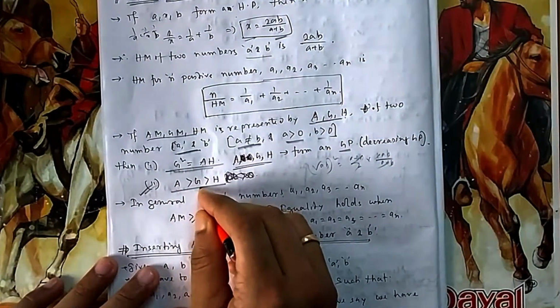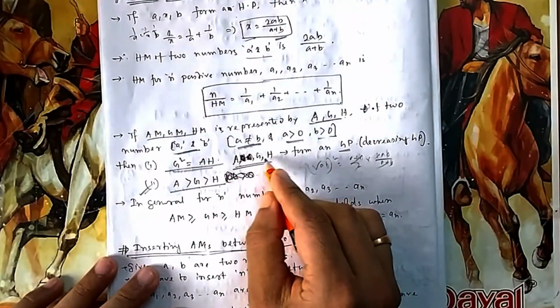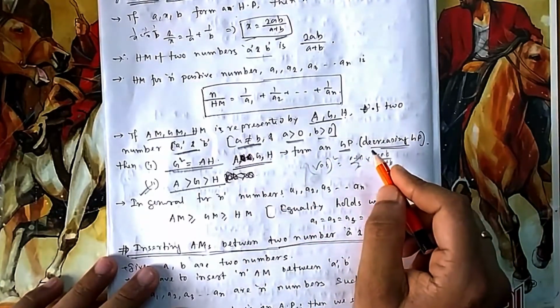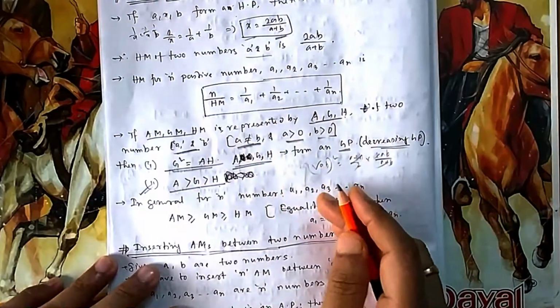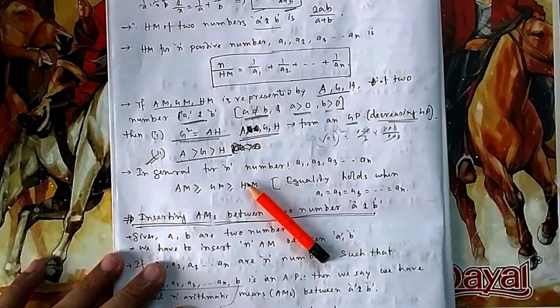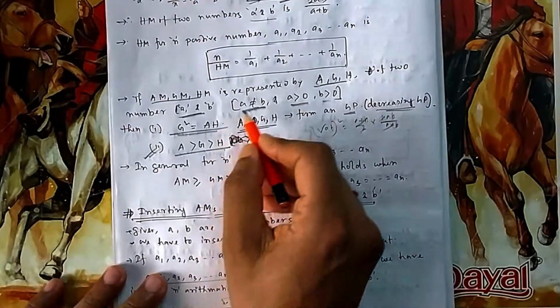A is always greater than G, which is always greater than H. So in this series, this one will be greater, this one will be smaller, this one even smaller. So it is a GP, but it is a decreasing GP. If you write it in reverse, H, G, A, then it will be an increasing GP. But we generally write it as A, G, H. So alphabetically we get some rhythm here. In general, this was for two numbers.